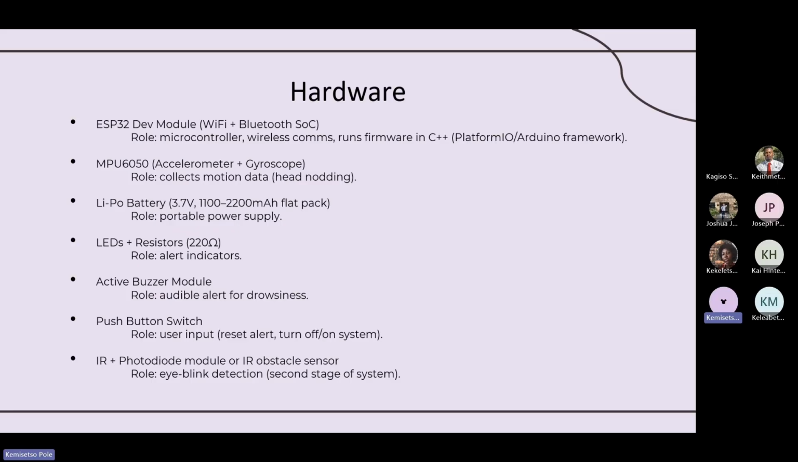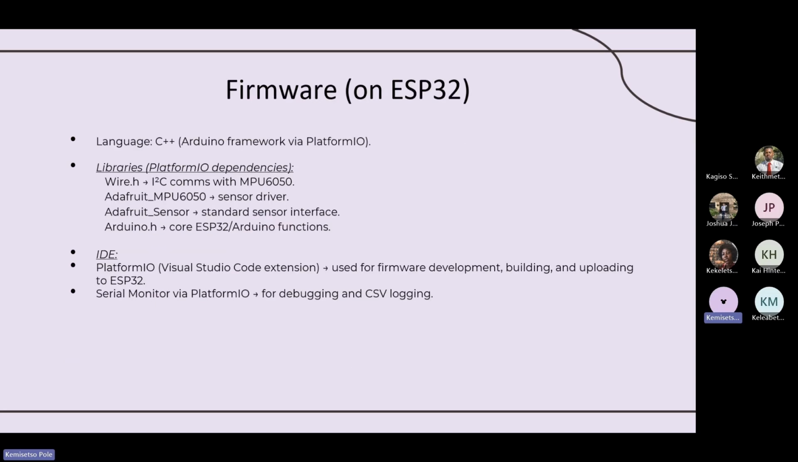We've got the LEDs and resistors for alerting indicators, a buzzer module for audible alerts for drowsiness, a push button for user input or to reset the alert, and to turn the system on and off as well. And then we've got the IR and photodiode module, or the IR obstacle sensor, which is for eye blink detection. And then we've also got the firmware on the ESP32. The language used is C++.